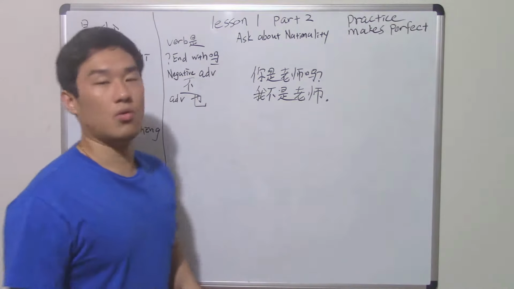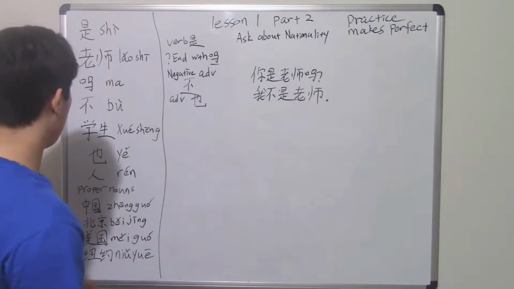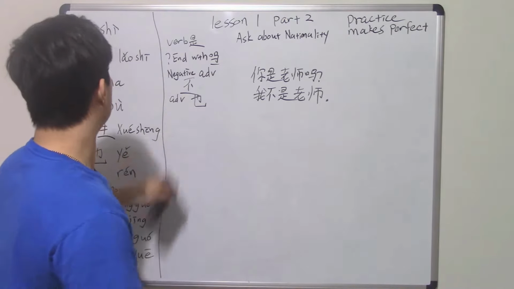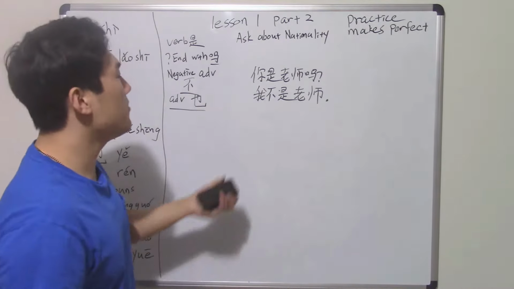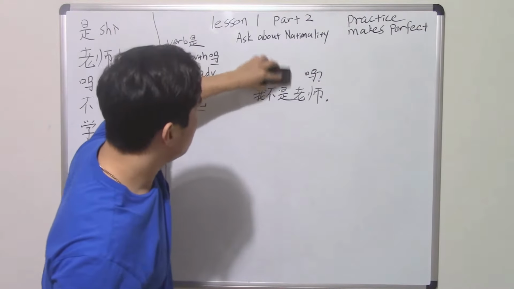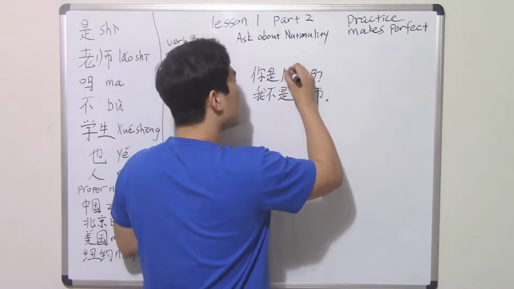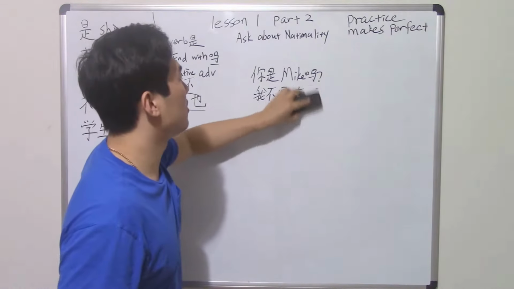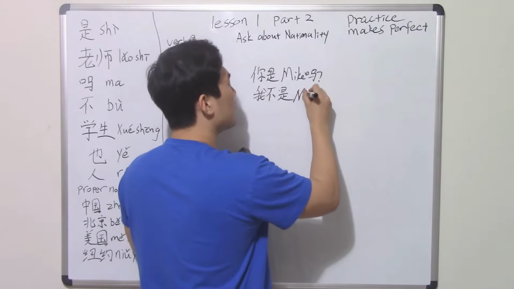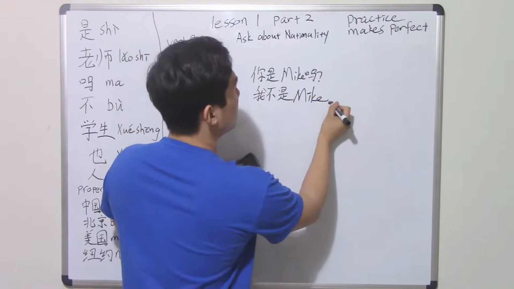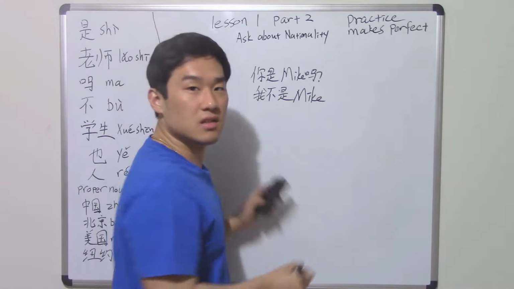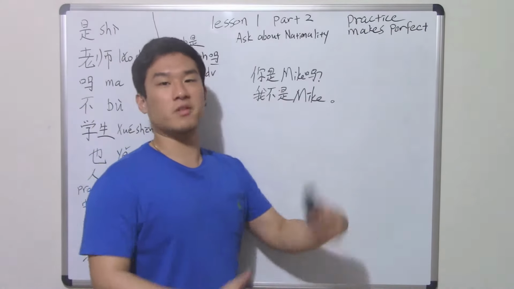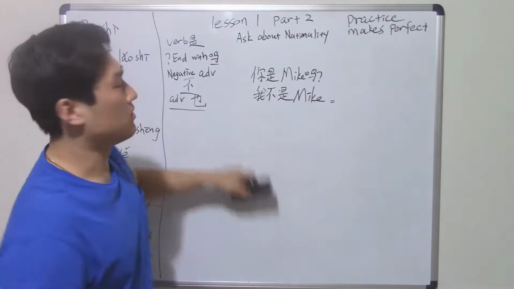That's what 不 is. The next one here, we will use other words. Instead of saying 老师, maybe you say 你是 Mike. Are you Mike? 你是 Mike 吗? And then we can say 我不是 Mike. Period. Oh, forgot to say, in Chinese, period is a very small circle. Probably talk about it in the future. But 我不是 Mike.